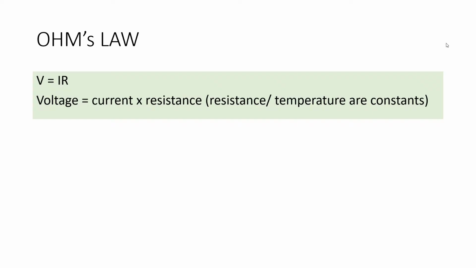What is Ohm's law? Now, Ohm's law says that as you increase the voltage, you increase the current as long as the resistance stays the same and assuming that the temperature is staying the same. So voltage is current times resistance, where the resistance and the temperature are constant. V is equal to I times R. That's Ohm's law.